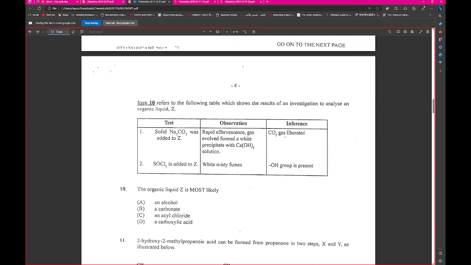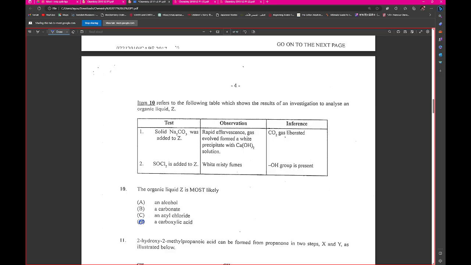So let's look at, I think this repeat, the organic liquid Z is most likely. So we know that Z can liberate carbon dioxide, right? And we know that it creates HCl with thionyl chloride. So what would be the best answer? D as in dog. D as in dog. Alright.